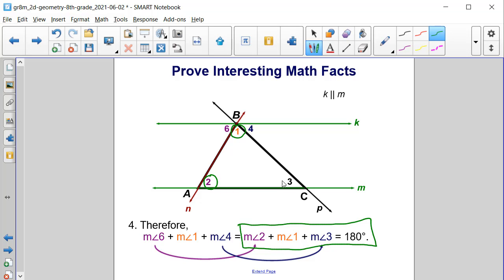And those are the three angles of a triangle. And they do add up to equal 180 degrees.